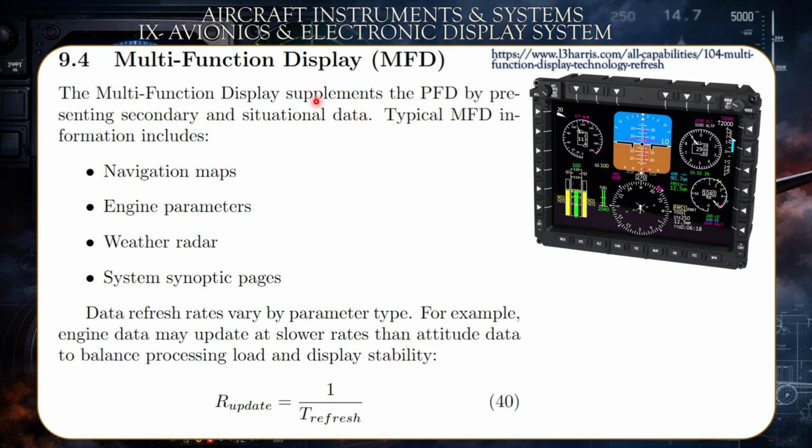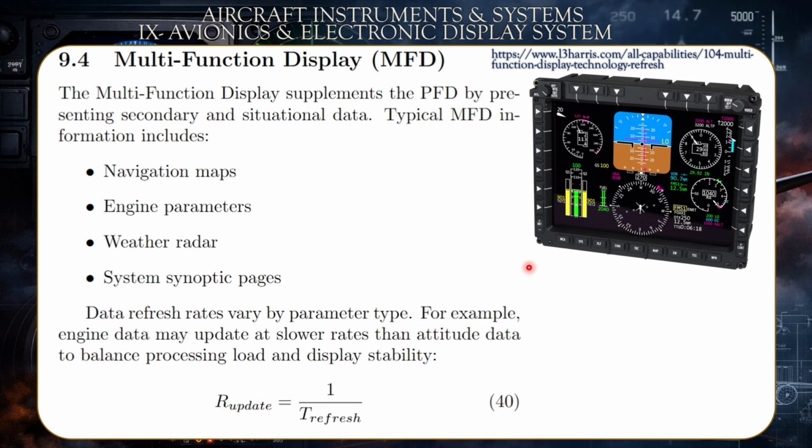MFD or multi-function display. The multifunction display supplements the PFD or primary flight display by presenting secondary and situational data. Typical MFD information includes navigation maps, engine parameters, weather data, which is in the weather radar, and system synoptic pages.